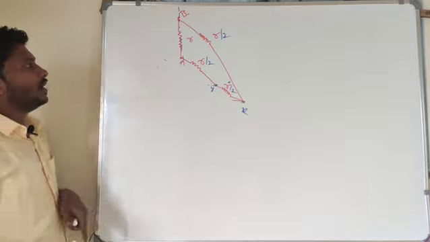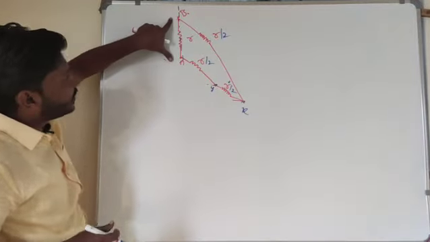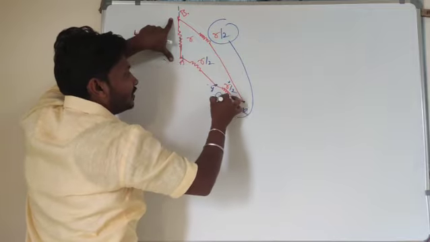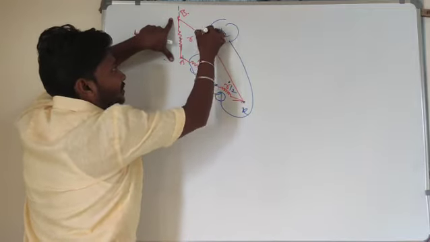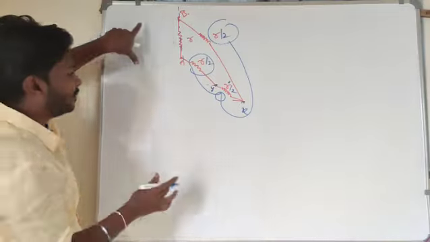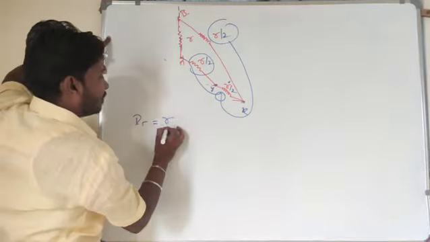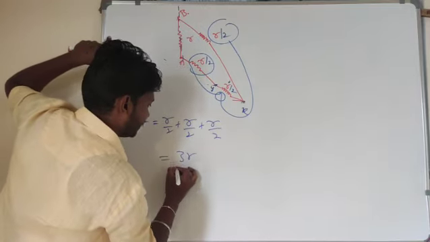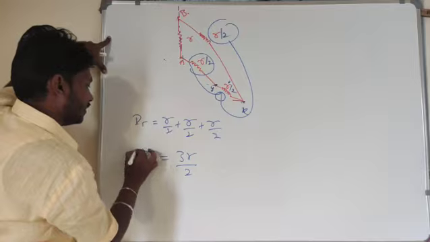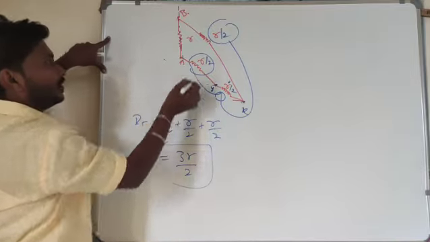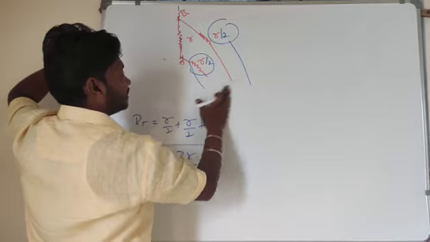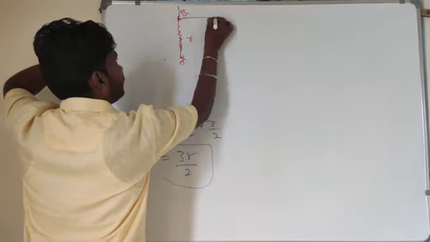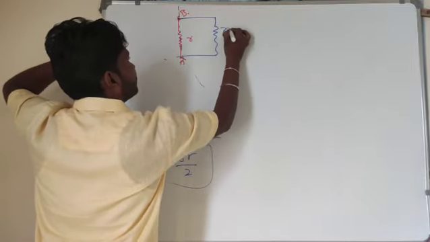Now I want to simplify this circuit. I want to find the resistance between A and B. Look at here: R by 2, here R by 2 and here R by 2. So these three resistances are in series combination: R by 2 plus R by 2 plus R by 2. Shall I write it as 3R by 2 here? So instead of R by 2, R by 2, R by 2, I will take the equivalent resistance. What's that value? That is 3R by 2.